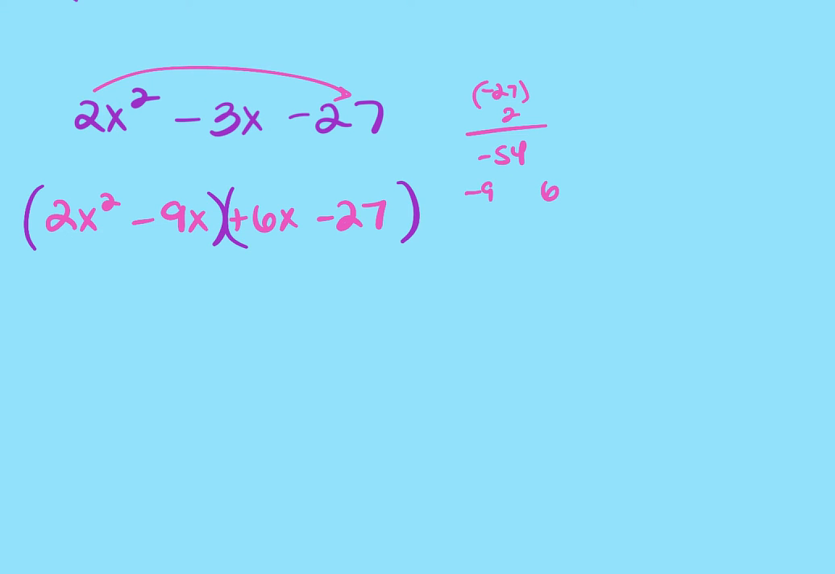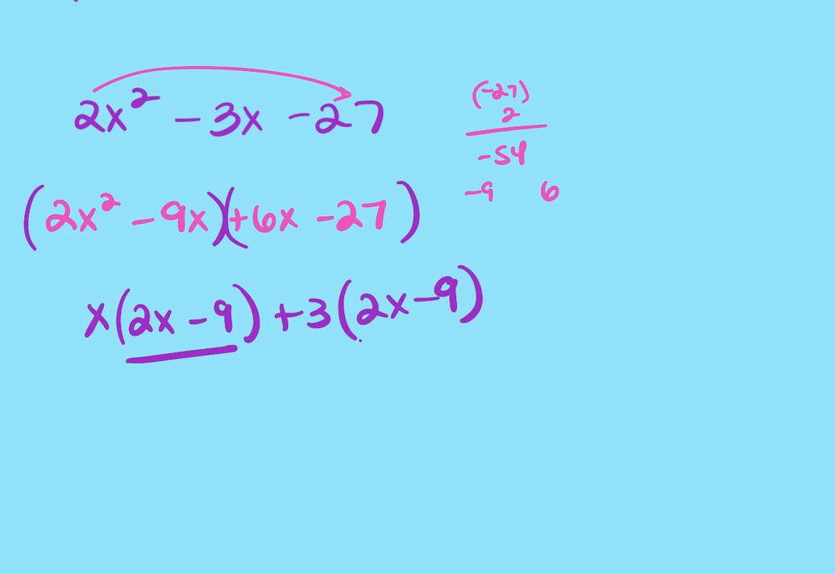From the first one, you can take out an x, and you'd get 2x minus 9. The second one, you could take out a 3, and I'd get 2x minus 9. The 2x minus 9s repeat. And then x plus 3 gets grouped together.